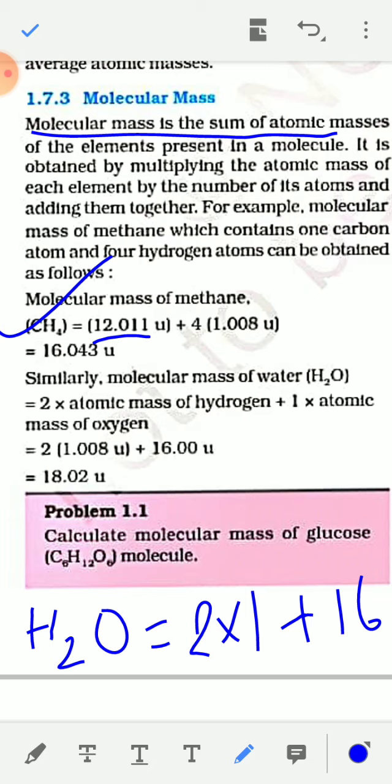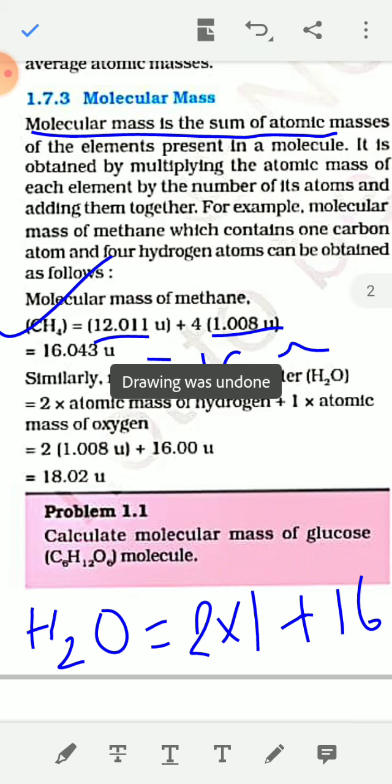So you can write 12 u plus 4 into the atomic mass of hydrogen, that is 4 into 1.008 u. You can also write it as 1. Okay, so the molecular mass of methane is 16.043 u, or you can also write 16 u. 16 u means 16 atomic mass unit is the molecular mass of methane.